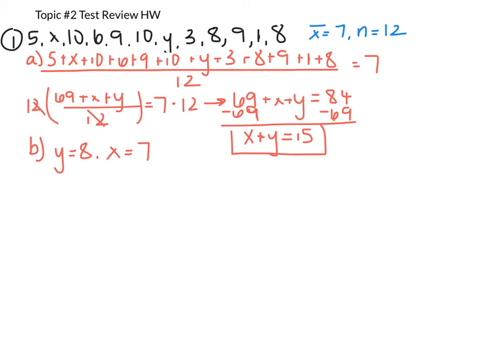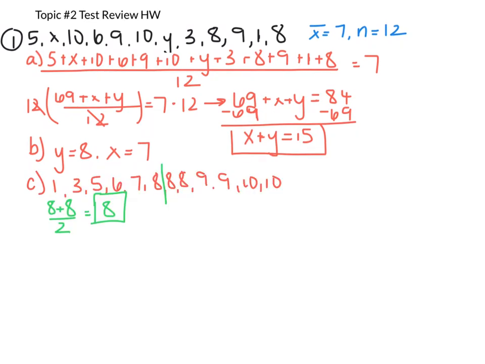Part C, we want to find the median. To find the median, we order the numbers from smallest to biggest. There are 12 numbers, so the 6.5th number is the median. The 6th and 7th are both 8, so we take the average of those two, which gives a median of 8. Now we want to find the lower and upper quartiles.